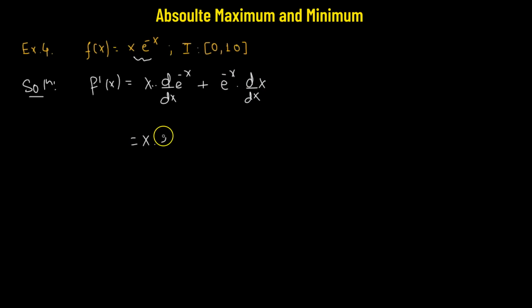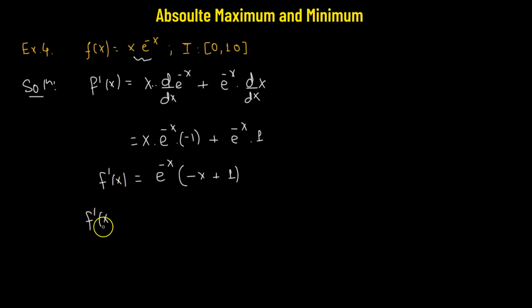So this will be x times e raised to the power of negative x times negative 1. Here negative 1 is obtained by using the chain rule, where we have taken the derivative of negative x. Plus e raised to the power of negative x times 1. So this gives us e raised to the power of negative x times (negative x plus 1). This is the derivative of our original function.